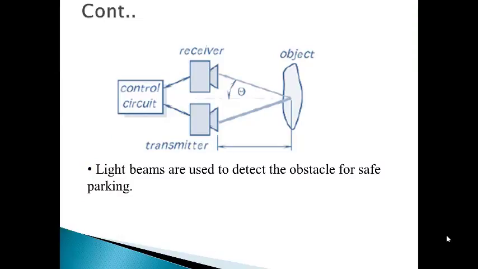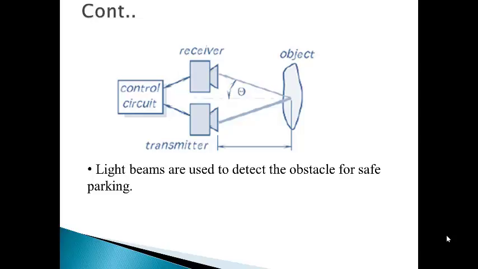This is how the optical sensor works. A control circuit is there, which has a receiver and a transmitter. An optical sensor keeps on transmitting light beams, and when an obstacle or object is detected, it reflects the beams and the receiver captures them. According to the distance, the control unit alerts the driver while parking the car. That is, light beams are used to detect obstacles for safe parking.